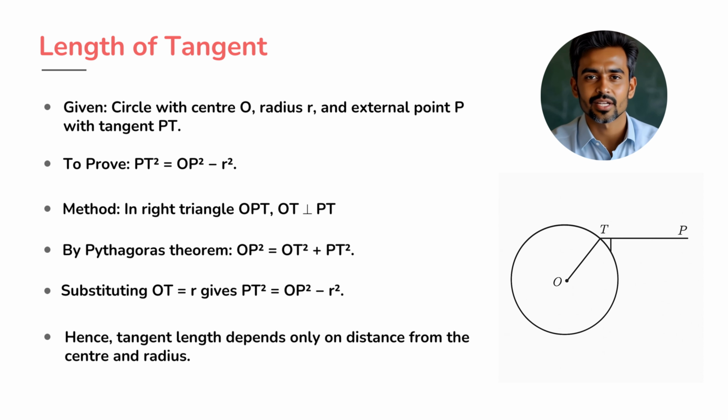That's our required relation. This means the tangent length depends only on how far the external point is from the circle's center and the radius of the circle itself. Pretty neat, right? It's a formula you'll use repeatedly when we deal with two tangent problems and tangent secant theorems.